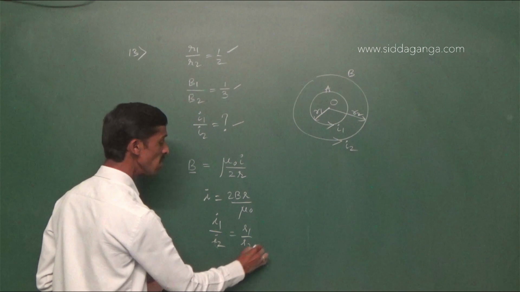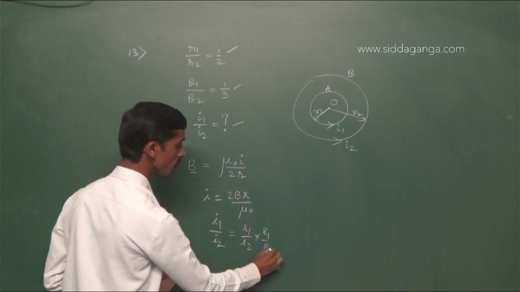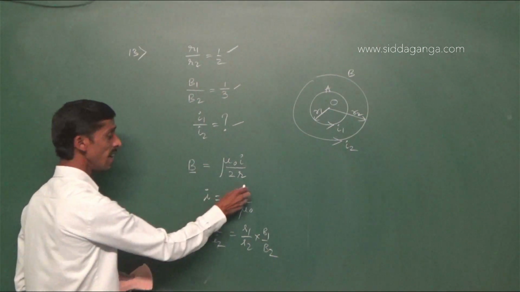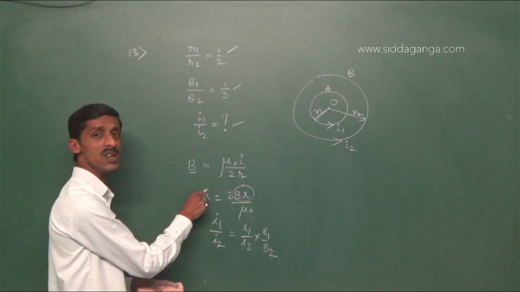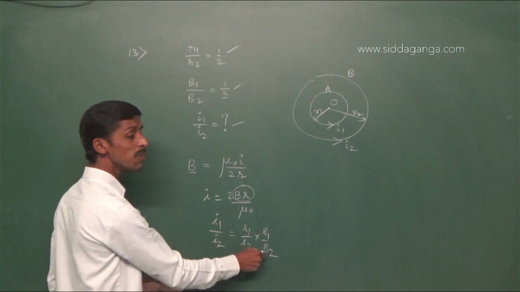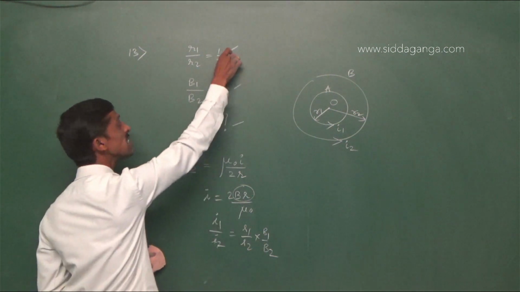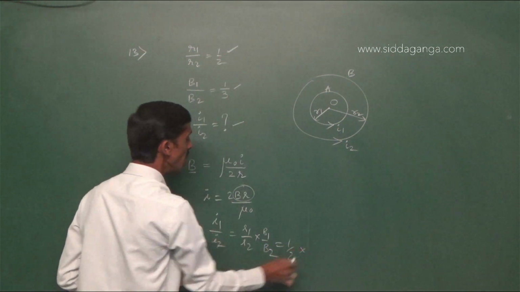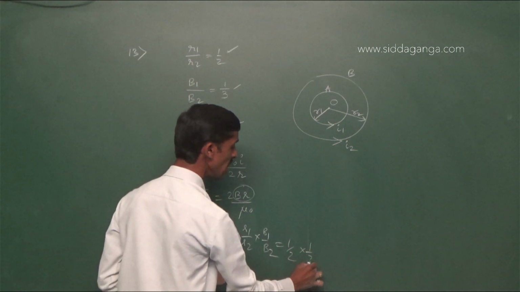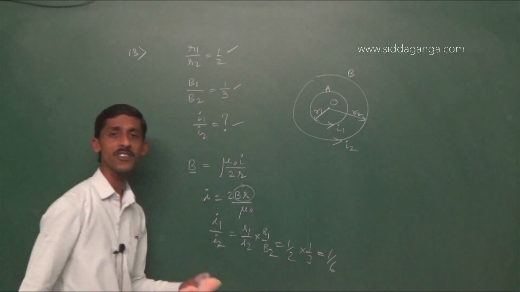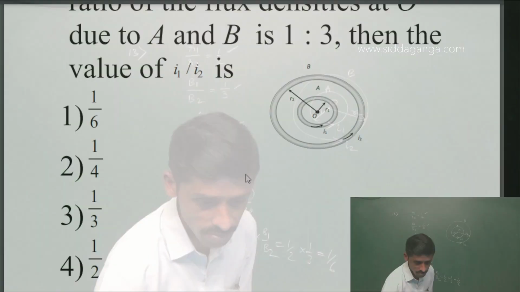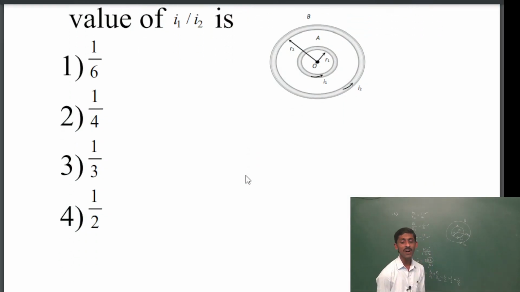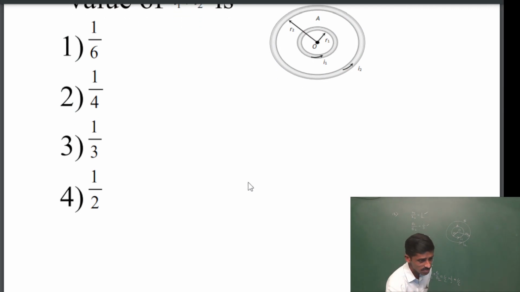R1 by R2 into B1 by B2. I depends on B as well as R. So I1 by I2 is equal to R1 by R2 into B1 by B2. The ratio of the radii is given as 1:2. The ratio of the fields is given as 1:3. So the ratio of the currents should be 1:6. So in the first option you can find the 1:6 ratio of the current.